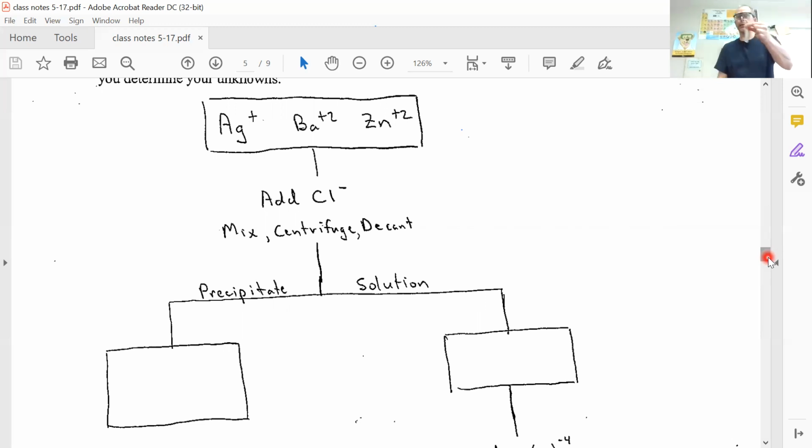Okay, if I look at this, it looks pretty clear. So this solution is pretty clear, and I can't really tell if it's got any ions, or if it's distilled water, or what it is. There's no visible evidence of what that is if I look at it real close right here. So what I'm going to do is follow this flow chart. The first thing I'm going to do is add Cl minus, and then I'm going to mix it, centrifuge it, and decant it. All right, so I'm going to add my 10 drops here.